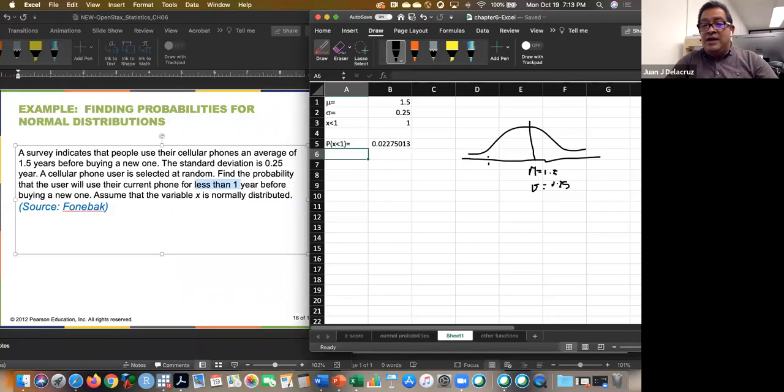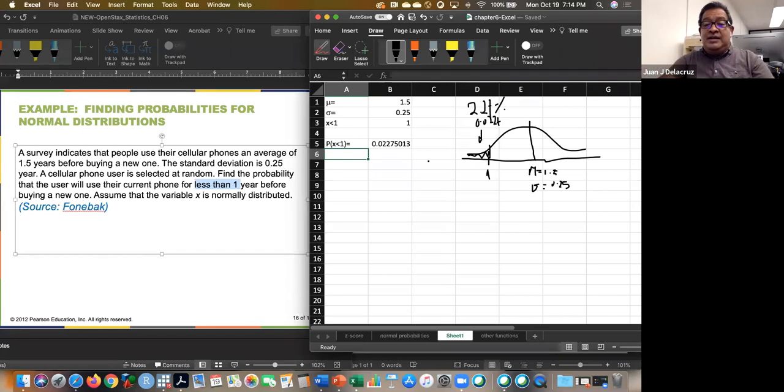And then I have the 1 that is here. So I'm going to look for the area to the left of this, right? Because it's less than 1 year. So I found that this area is 0.0227, right? So this is almost the same as saying that it's 2.27%.